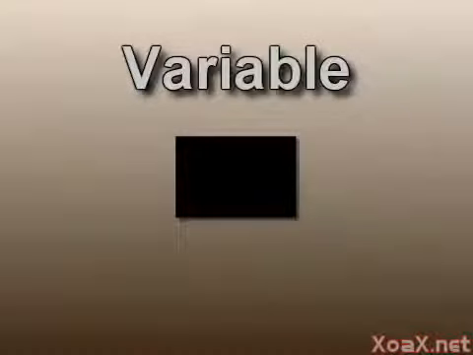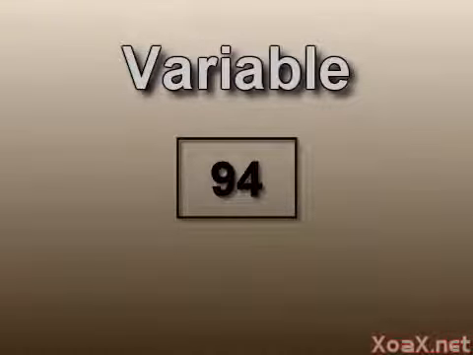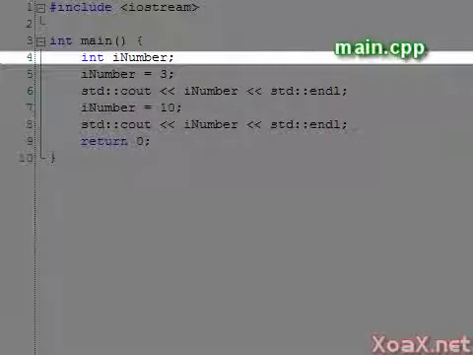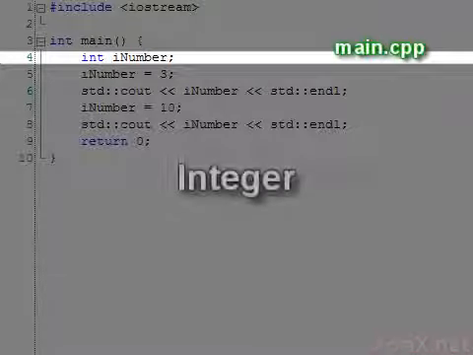We can think of a variable as a box that stores one type of item. At any time, we can look into the box to see what is in it, or we can replace what is in the box with something else. In our first program, we have an int-type variable named iNumber. int is short for integer and specifies that the variable iNumber holds an integer.